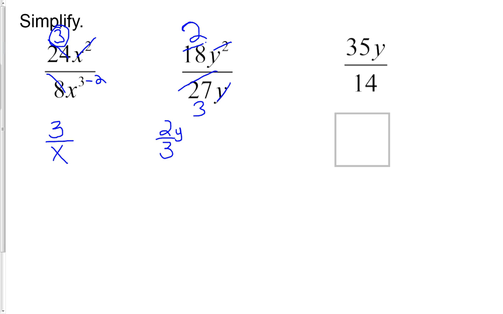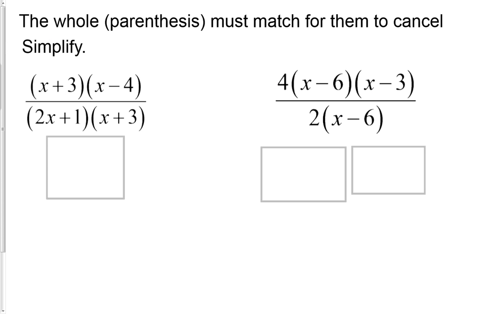Next, 35y over 14. 35 and 14 both have a 7, so divide by 7, I get 2. Divide by 7, I get 5, and we get 5y over 2. Don't forget that anything we didn't deal with is still there, right? The y didn't cancel, so it's still there. So 5y over 2. Next up, with these, it's simply match parentheses.